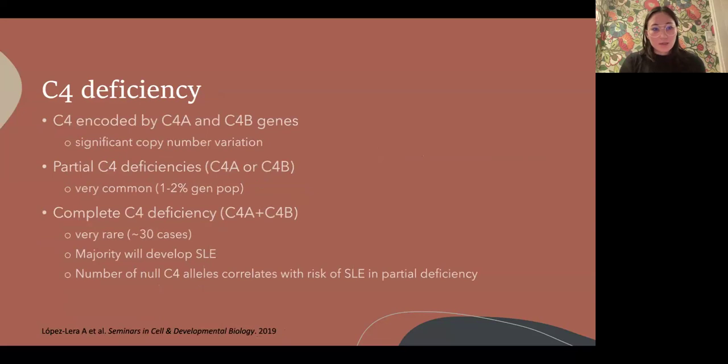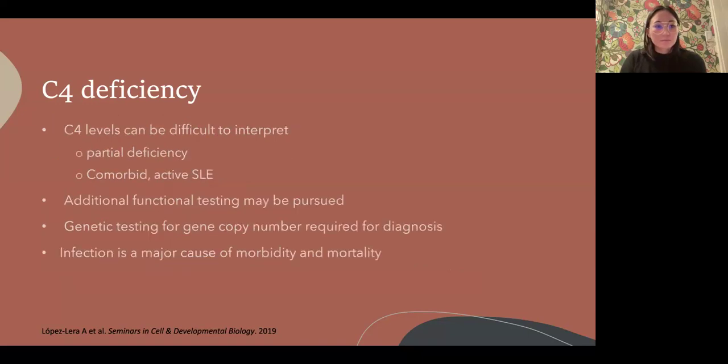So C4 deficiency is interesting because a lot of the population actually has a partial C4 deficiency. So C4 is encoded by 2 genes, C4A, C4B. There's a big variation in the population in terms of how many alleles you have. So most people have 4, but you can have anywhere from 1 to 8. And then a complete C4 deficiency is where you have no C4A and no C4B, and that's very rare, but these patients present with lupus. And then if you have a partial C4 deficiency, the number of your null alleles actually correlates with your risk of lupus. So the fewer alleles you have that are functioning, the more likely you are to get lupus.